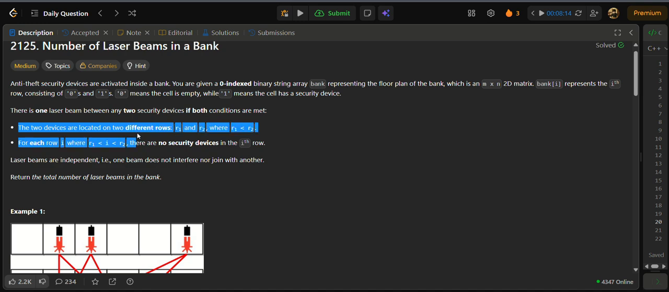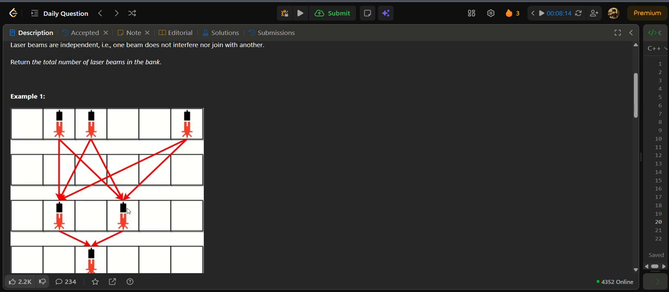The two devices are located in two different rows, and the other condition is that for each row in between, there are no security devices. We can see from the example that this is the first row, this is the second row, this is the third row, this is the fourth row, and these are all the cells. The security devices are present here: 1, 2, 3. So the laser count would be from this row to the other row where security devices are present.